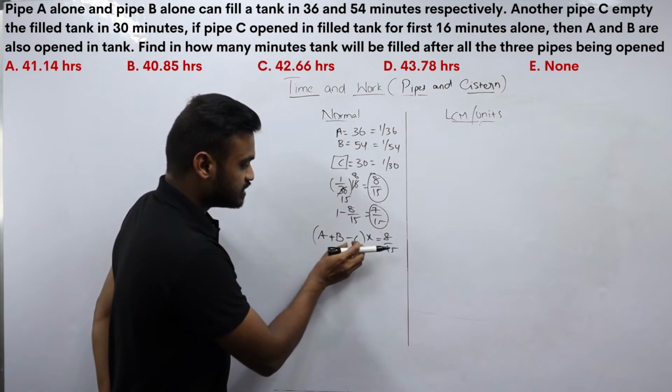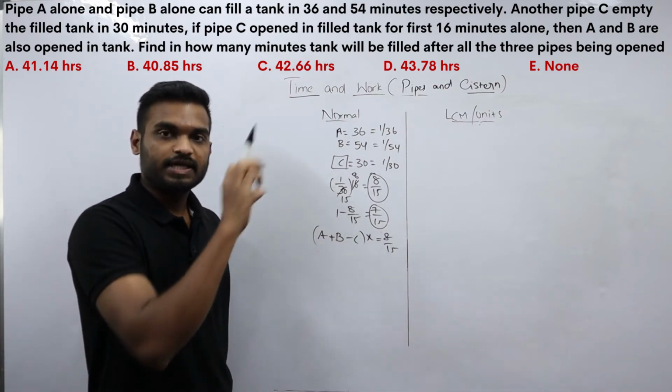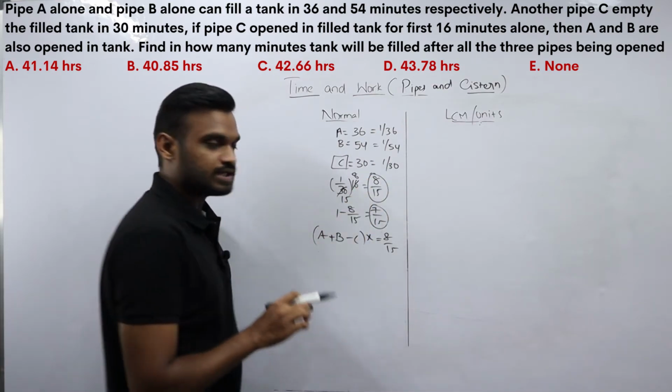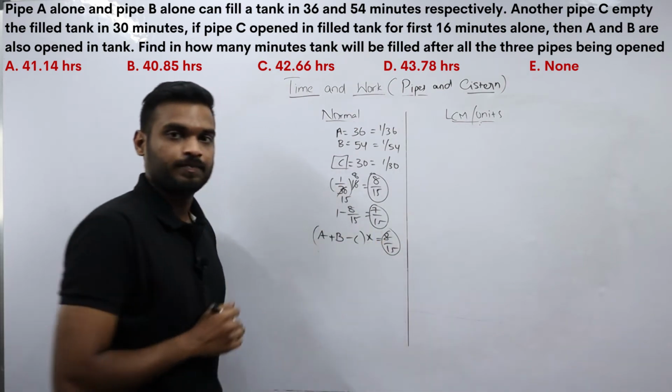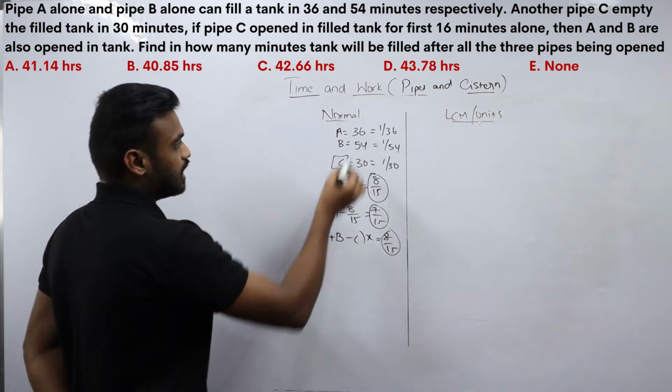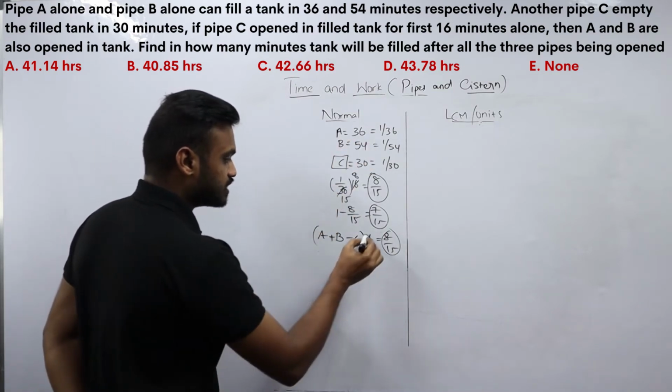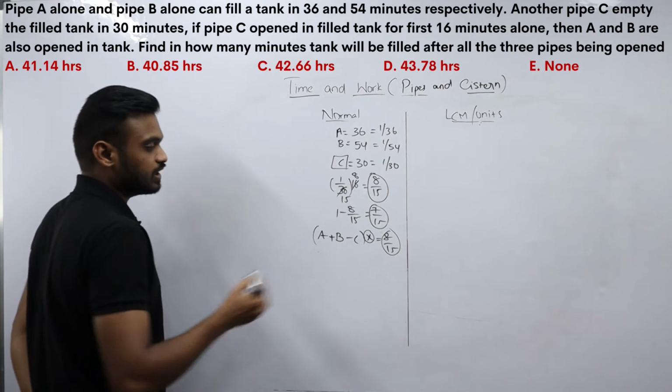Now A, B, C need to fill what is the empty tank, that is 8 by 15th part of the tank is empty now. So they need to fill 8 by 15th part of the tank. Okay, now if I substitute all these values here, I will come to know the total time taken for them to fill the tank.